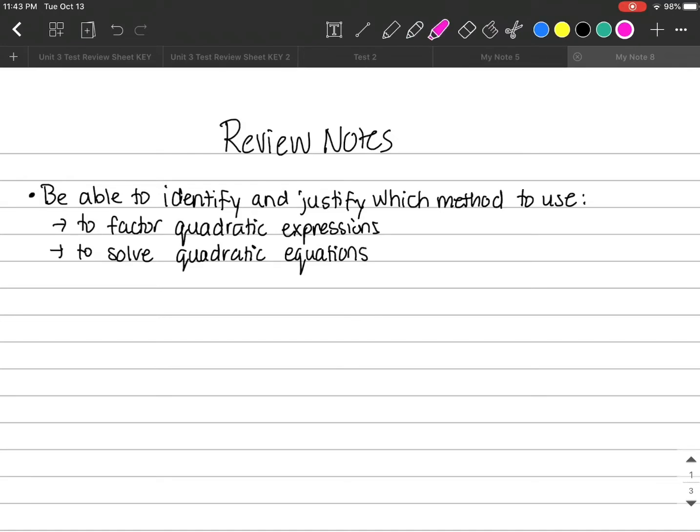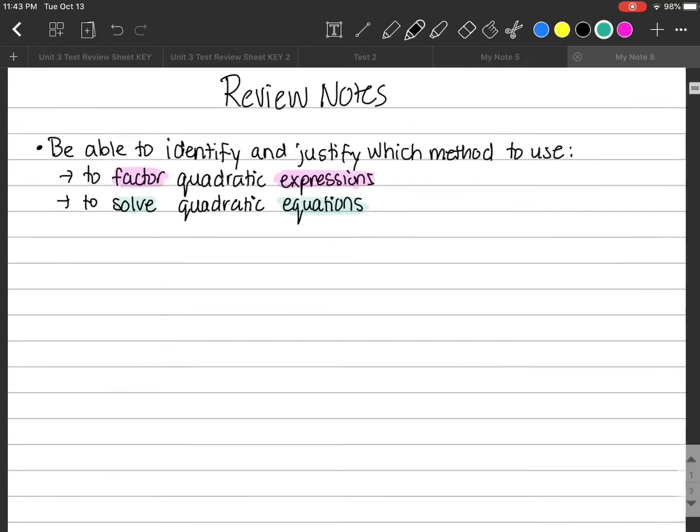All right, so factoring you do when you see an expression, and solving you do when you see an equation. So if you see an expression on the test, you're going to factor it. If you see an equation on the test, you're going to solve it. It says what to do in the question, but just in case, make sure that you're doing that right.